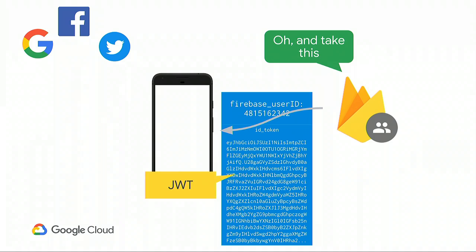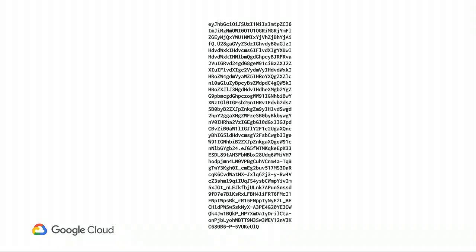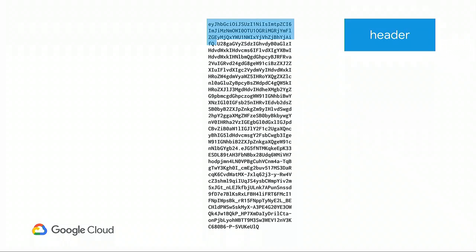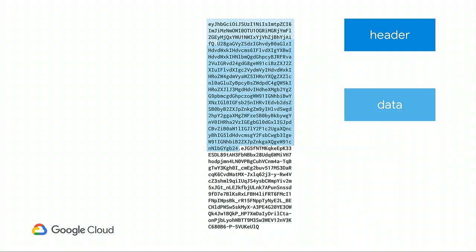So if folks are familiar with a JSON Web Token, we give you this JSON Web Token that says information about that user. So it looks like this. It's this long, seemingly opaque string, but it has three important parts. It has a header, and that basically says, this is the algorithm that was used to sign the token, et cetera. And then this is the juicy part.